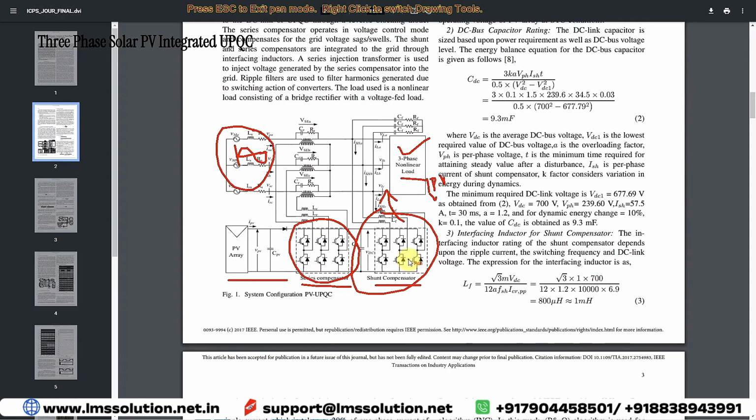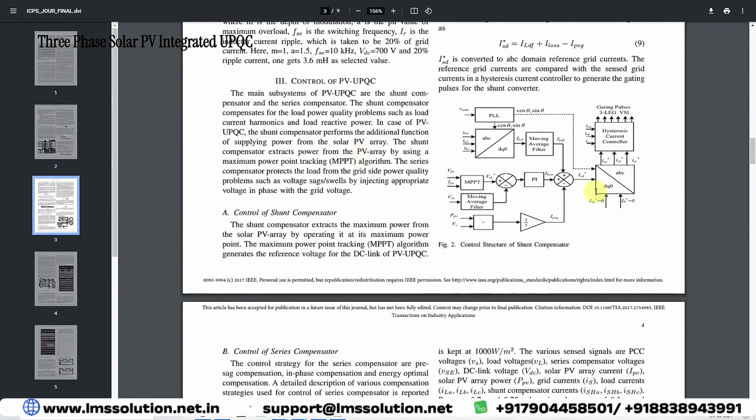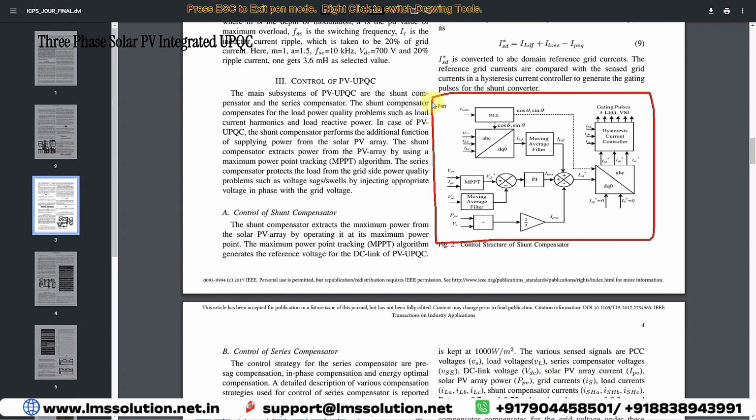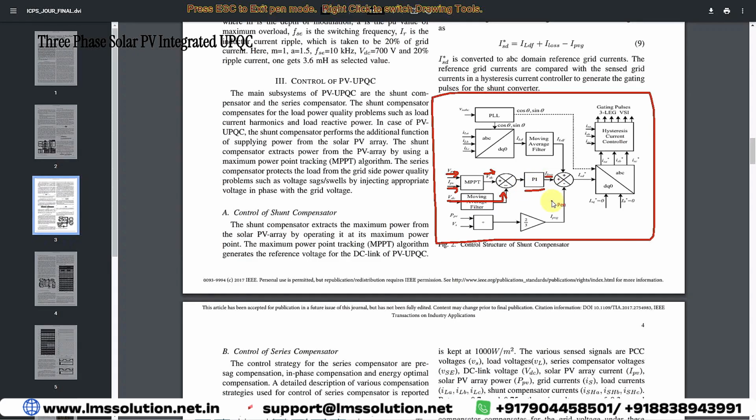Next, we are going to see the control logic used for the shunt compensator. This is the control logic used for shunt compensation. Here they used the MPPT algorithm. The MPPT receives the PV voltage and current, and then generates the reference DC voltage. Then you have to measure the DC link voltage from the system, and it is compared here. After that, we process it via a PI controller, which provides some current. This is nothing but the I loss current.